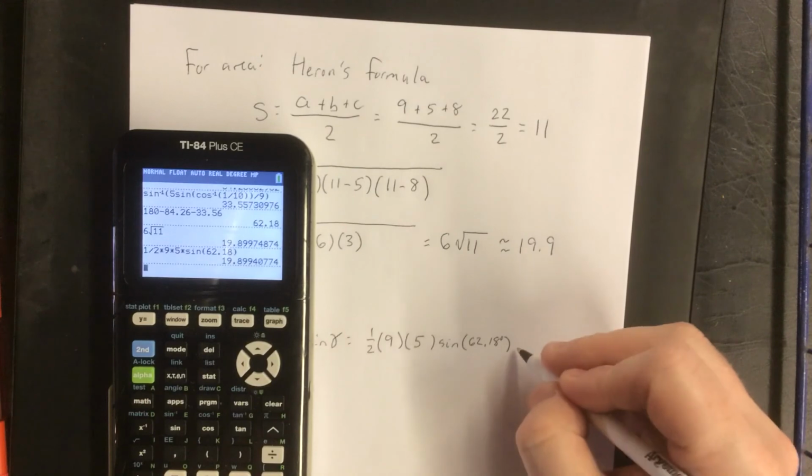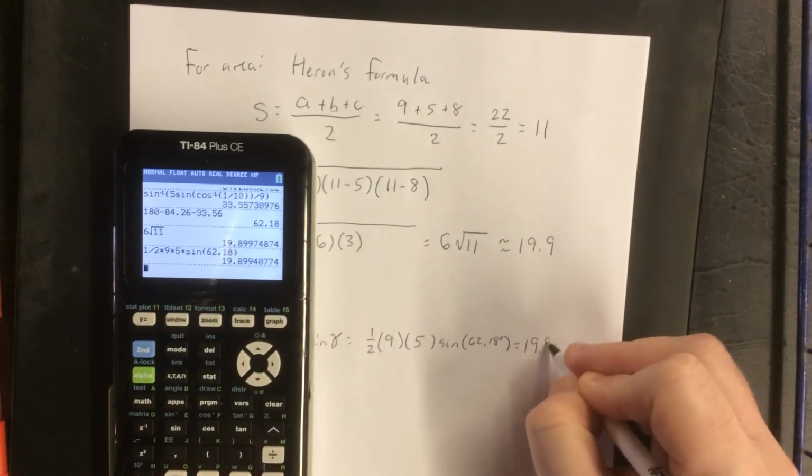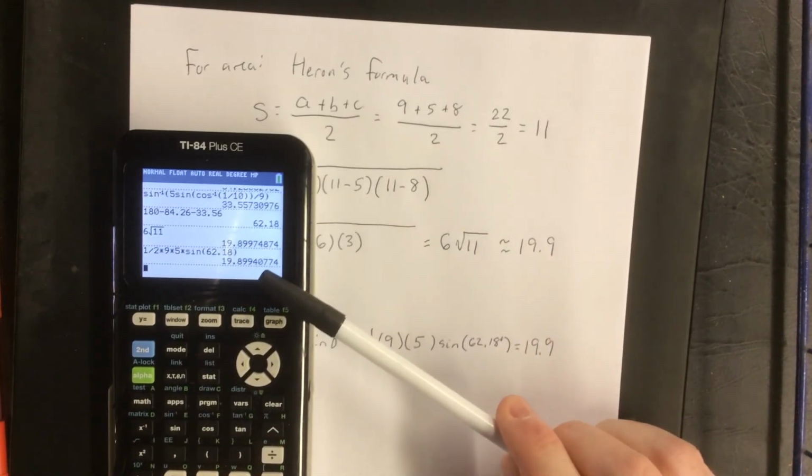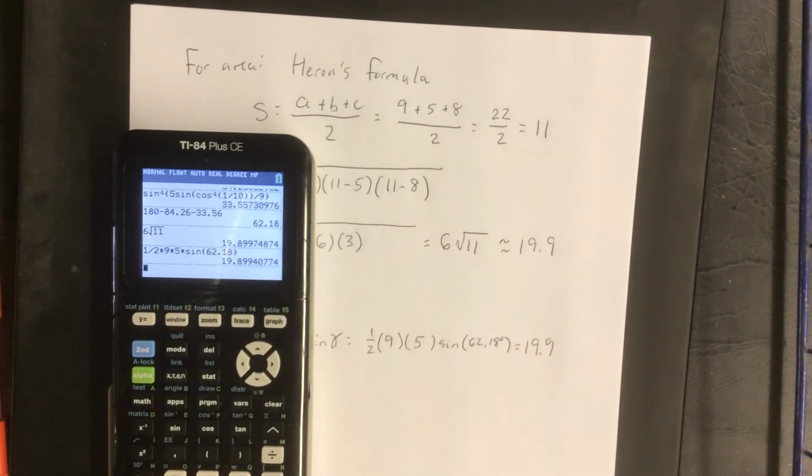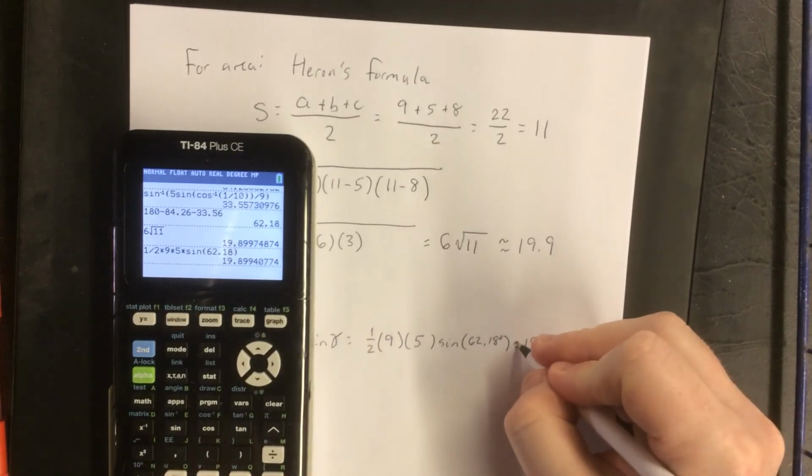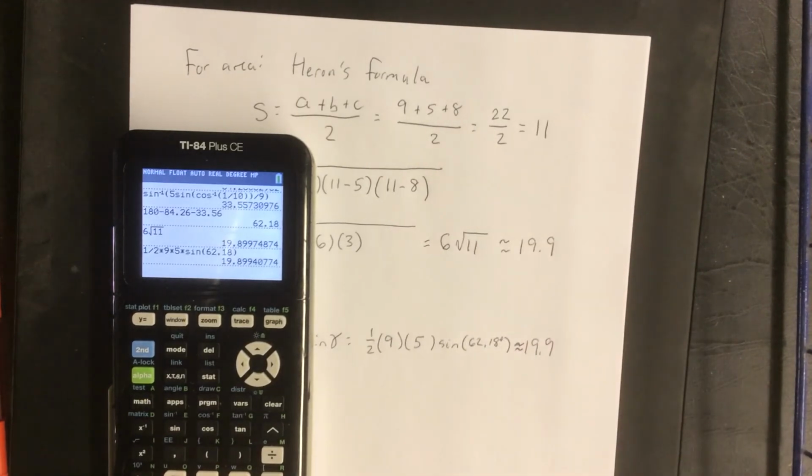I'm hoping, fingers crossed, that we are going to get 19.9. And we do. That is fantastic to see. Now you'll notice that once we get out to about the 4th decimal place, there's a little bit of error in our approximation, and that's because gamma was a rounded angle anyway. So let's just go ahead and say approximately equal to, just for the sake of consistency.